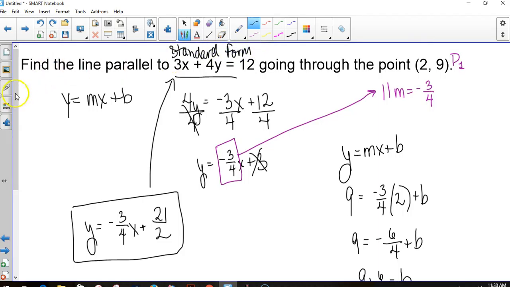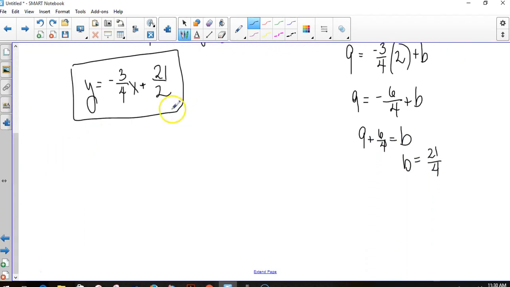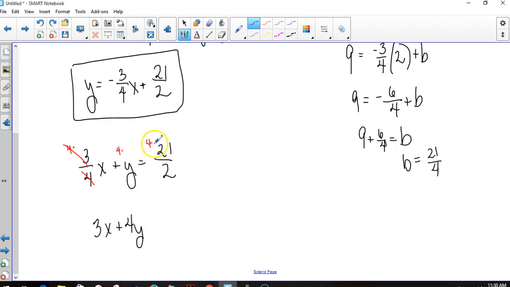If you want to go back to standard form, all I would need to do is bring the 3/4 x back over to the other side, and then multiply everybody by the common denominator, which is going to be a 4. So that 4 will divide out with that 4, and I'm left with 3x plus 4y equals 84/2, or 42. And notice that this is the same. The only part that changed over here is that b value.